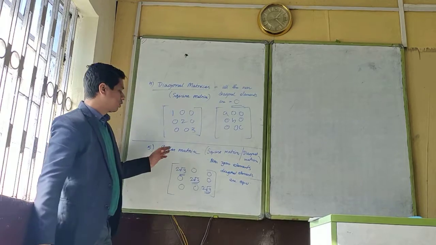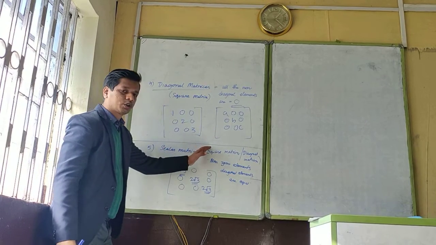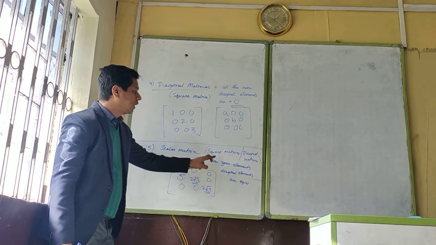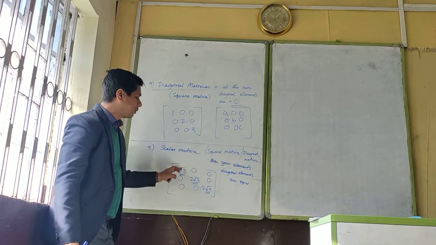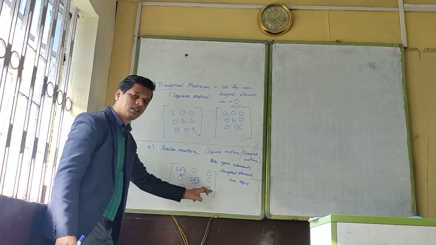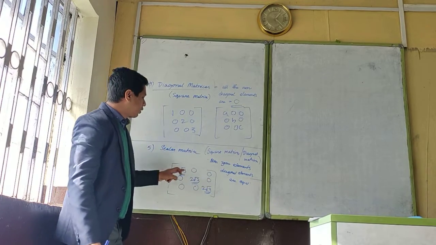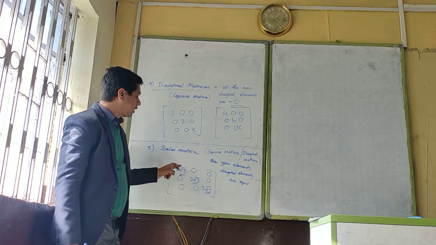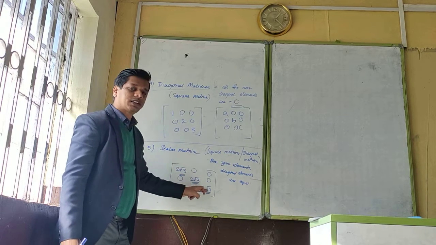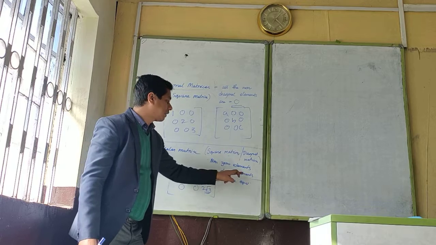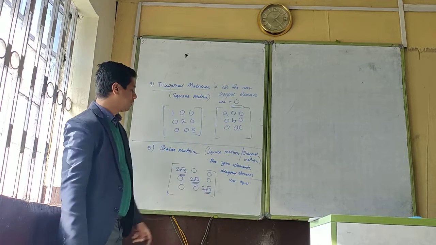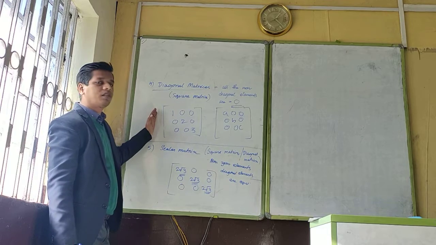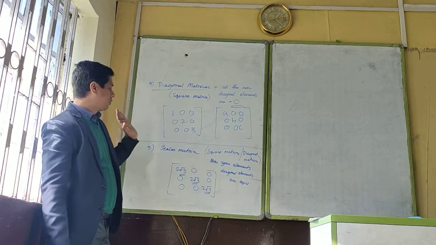Okay, let's understand once more. A scalar matrix is also a square matrix, that means number of rows and number of columns has to be the same. It is also a diagonal matrix because there will be a diagonal arrangement of the values. But the only difference between a diagonal matrix and a scalar matrix is that in a scalar matrix all the values assigned have to be the same, that is, the diagonal elements have to be the same. So we can say a scalar matrix is also a diagonal matrix, but not every diagonal matrix is a scalar matrix.